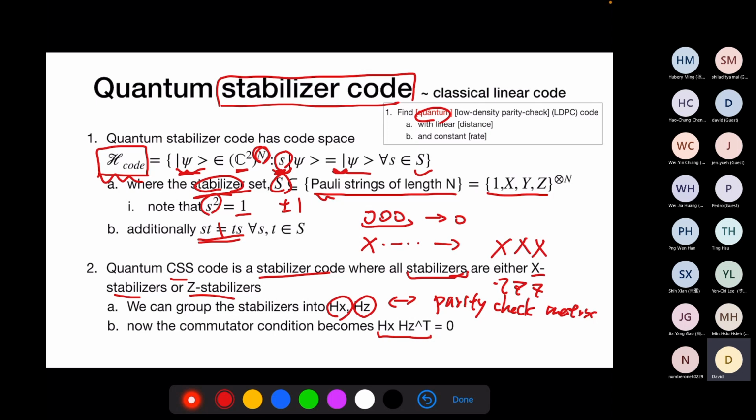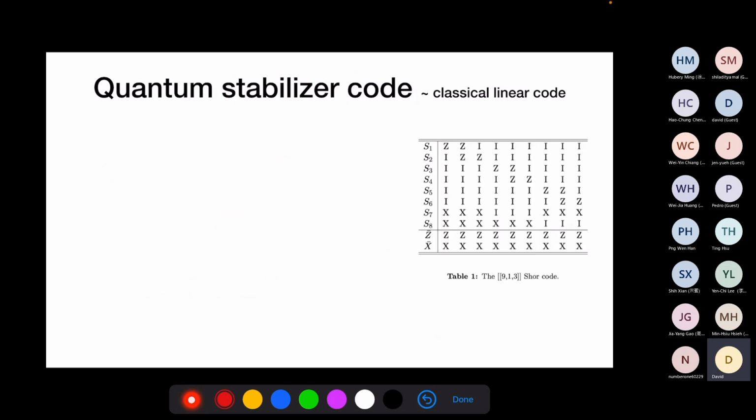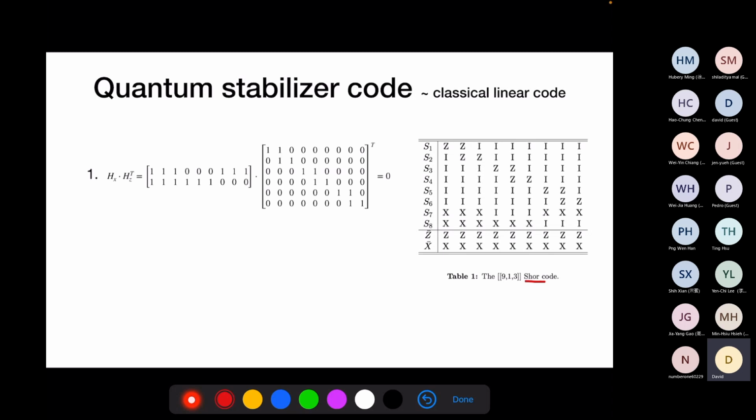That's a lot of equations, so let's look at an example. We'll use the Shor code as our example. The Shor code is a CSS code. Let's first look at what this picture means. Here we have 9 qubits, so these are the qubits, and there are 9 of them. Then there are 8 stabilizers. The first 6 contain only Z, so those are the Z stabilizers. The last 2 contain only X, so those are the X stabilizers.